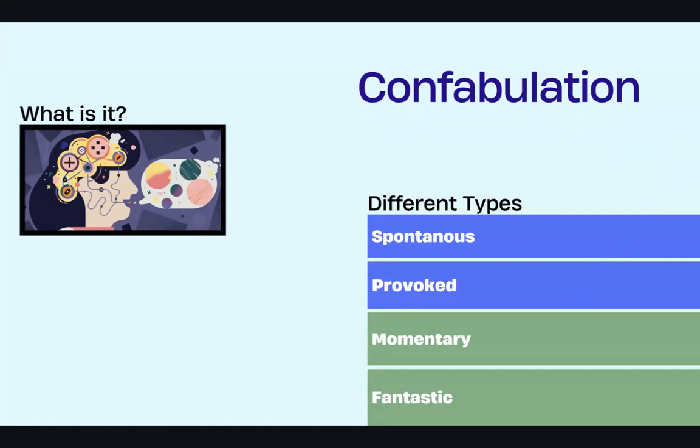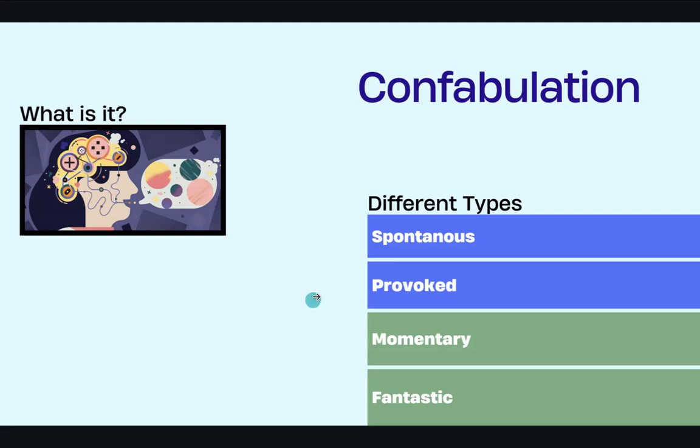Spontaneous, which occurs without any specific trigger cue. An example of this would be a person with Alzheimer's might start talking about a pet they don't own. There's provoked, which is often found in clinical settings. It's when someone is prompted to remember something, and in doing so, they fill in the gaps with fabricated details. An example of this would be asking somebody, "What did you do this weekend?" And they say, "I went fishing," when they actually stayed at home.